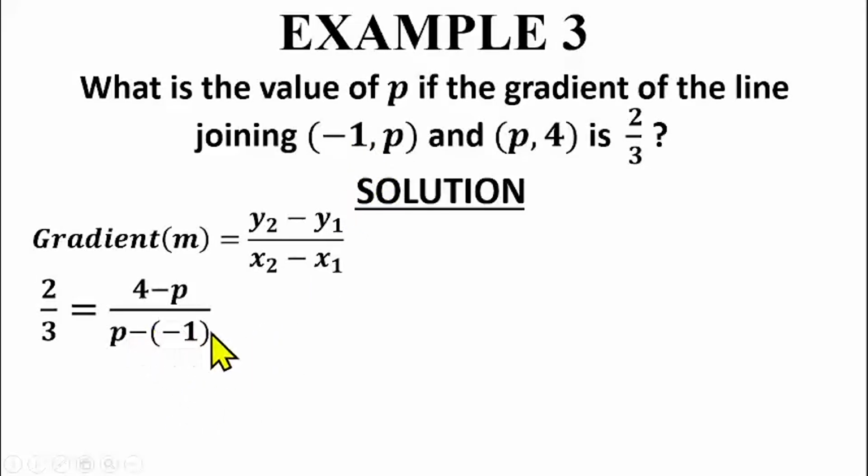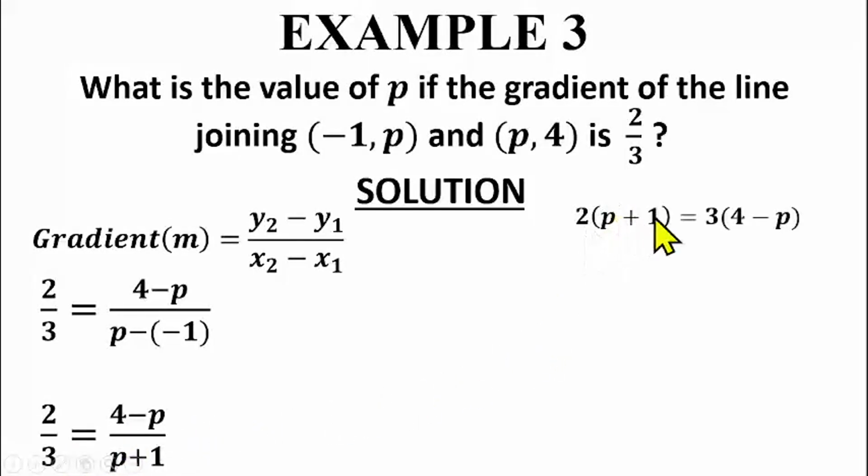So if you simplify that further, minus times minus will give us plus here, so we'll be having 2/3 equals 4 minus p over p plus 1. From there we can cross multiply: 2 will multiply p plus 1, 3 will multiply 4 minus p, and that should give us 2 into bracket p plus 1 equals 3 into 4 minus p. Then we can open the brackets. We have 2 multiply p, that gives us 2p, 2 multiply 1 is 2, equals 3 times 4, which gives us 12, then 3 times minus p gives us minus 3p.